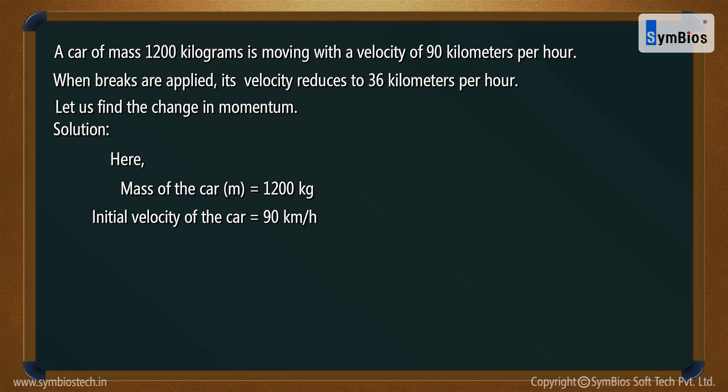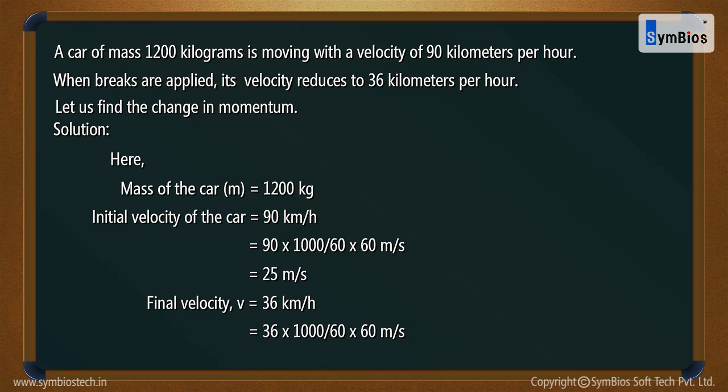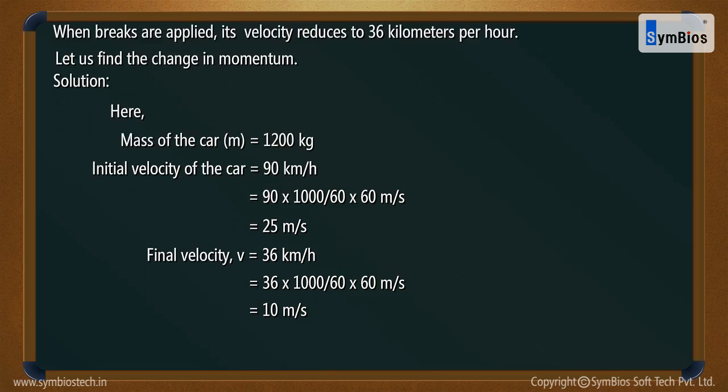Initial velocity of the car u is equal to 90 km per hour, which is equal to 90 into 1000 by 60 into 60 meters per second, which is equal to 25 meters per second. Final velocity v is equal to 36 kilometers per hour, which is equal to 36 into 1000 by 60 into 60 meters per second, which is equal to 10 meters per second.